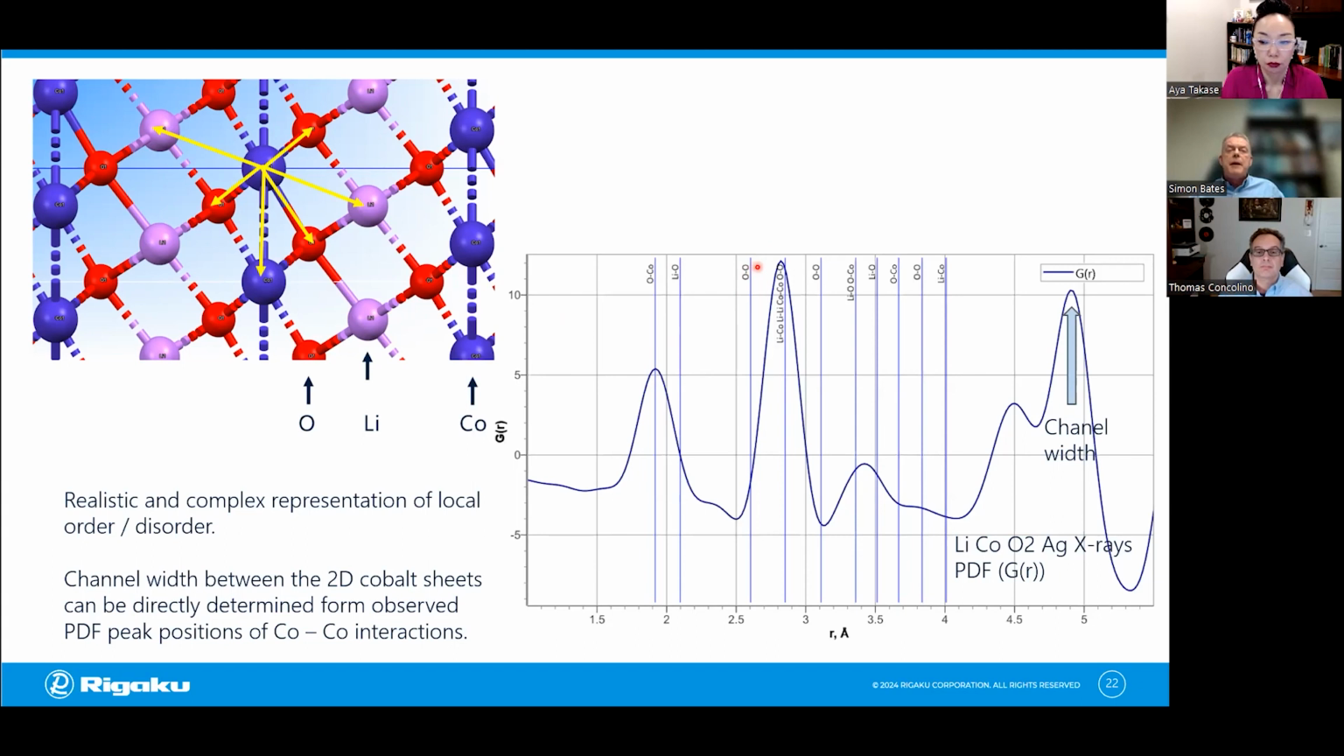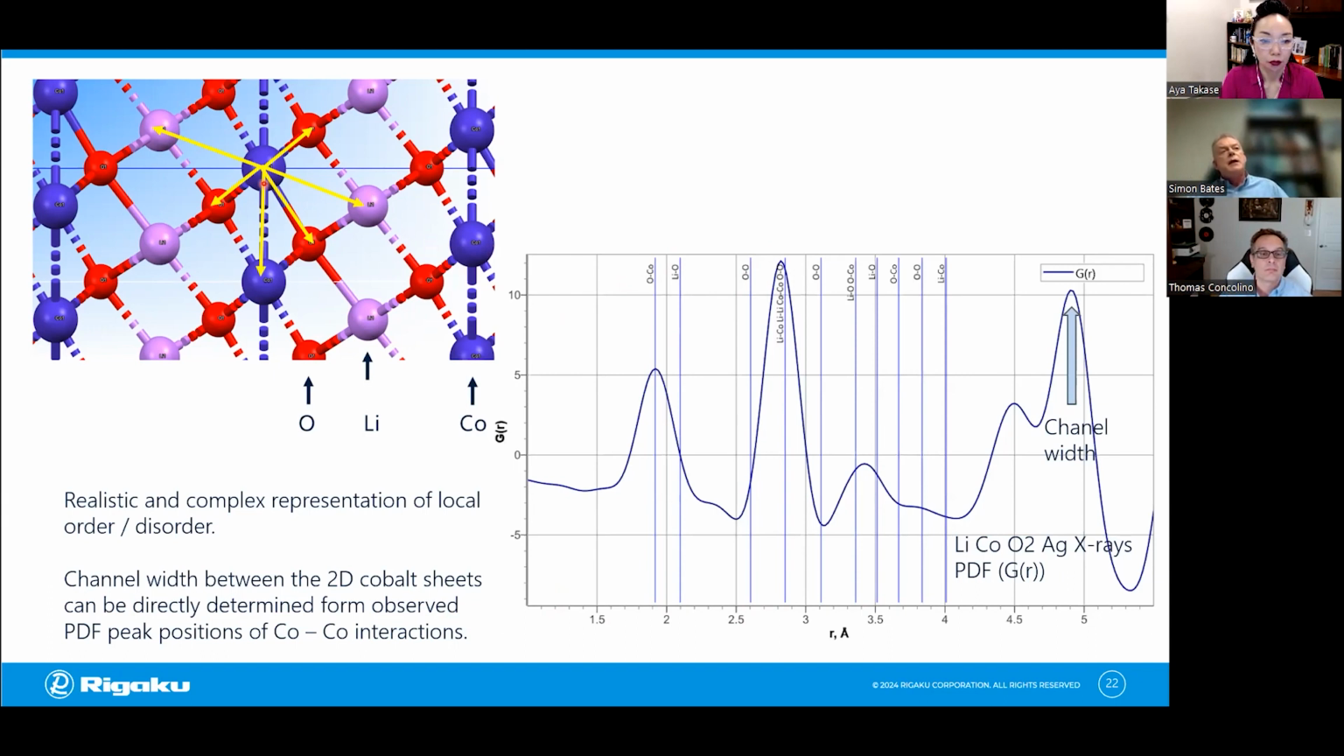You can identify peak positions, and now in the PDF, these are in terms of distance, angstroms, and these are related to particular atom-atom pairs within the material itself. Now, we already discussed that this channel width is a critical parameter. We need to keep track of that, obviously. And one of the things that we can directly see in the PDF is this cobalt-cobalt distance. Now, cobalt has a lot of electrons. Same applies when it's NMC. Nickel has a ton of electrons in there.